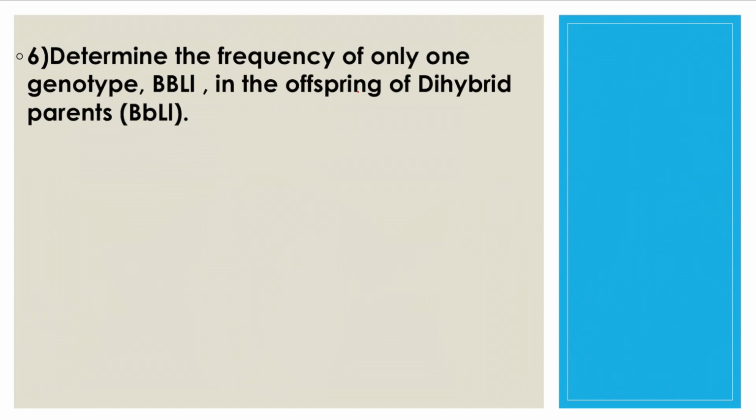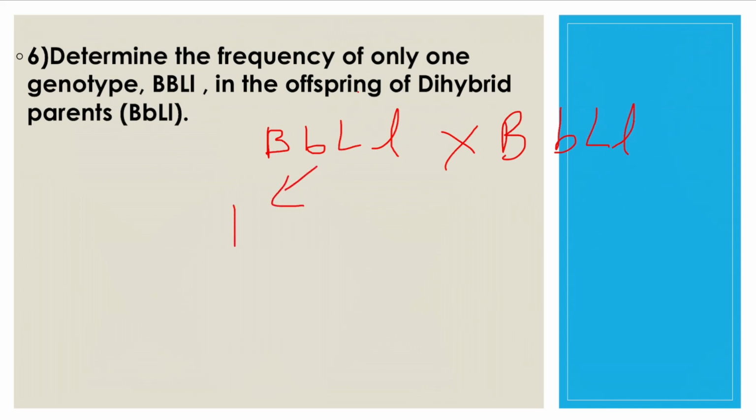Next question is, determine the frequency of only one genotype, BB capital L small l, in the offspring of dihybrid parents BbLl. It means that the parent is this, so it will cross with the other parent, which is also the same. It will form 4 types of gametes: BL, Bl, bL and bl, and the other parent will also form the same 4 types of gametes.